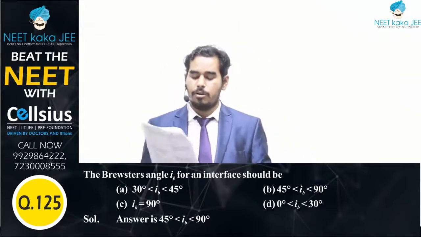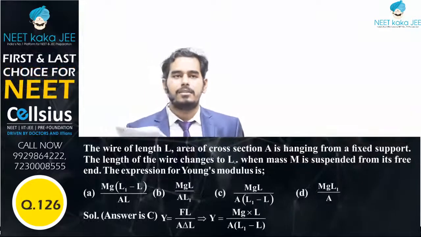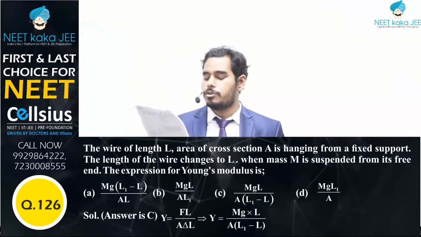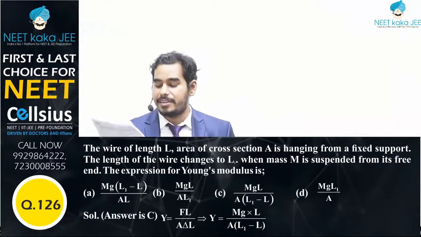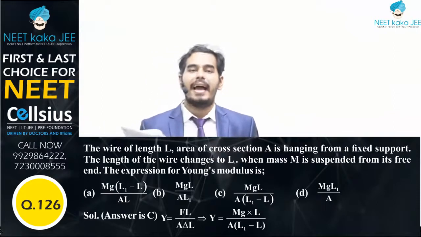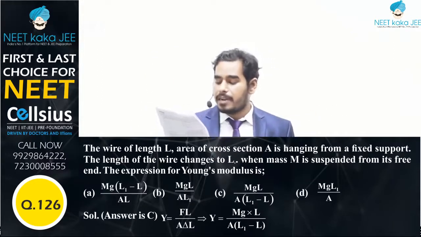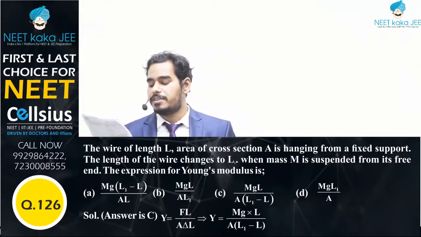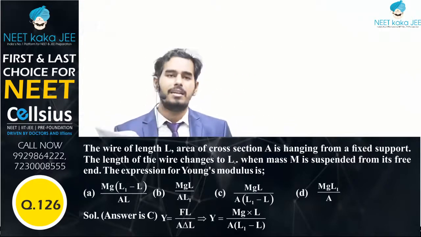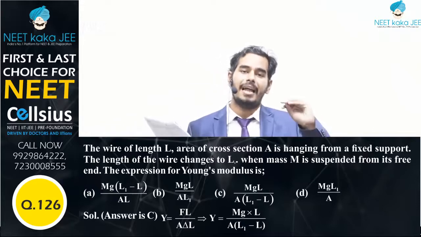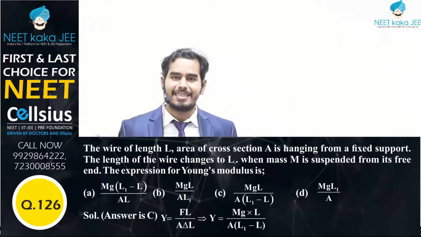Okay. Now the next question is, that is question number 126 according to our code. So it is a wire of length L, area of cross section A, hanging from a fixed support. The length of the wire changes to L1 when mass M is suspended from its free end. The expression for Young's modulus is, now a question from the elasticity chapter cannot be easier than this.